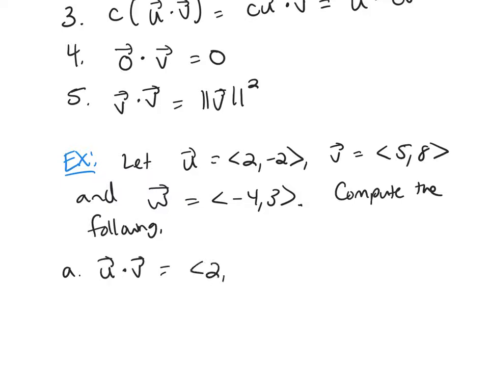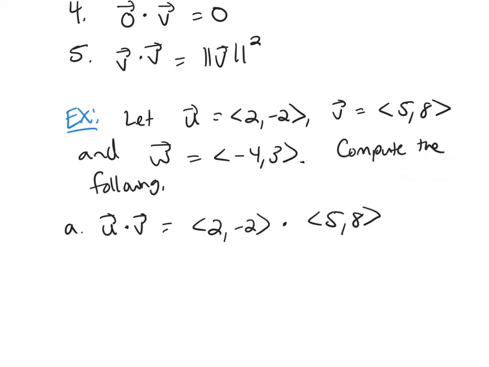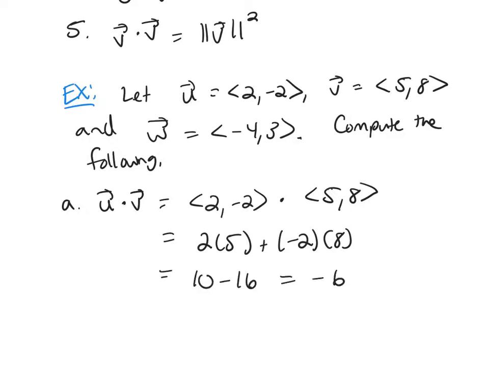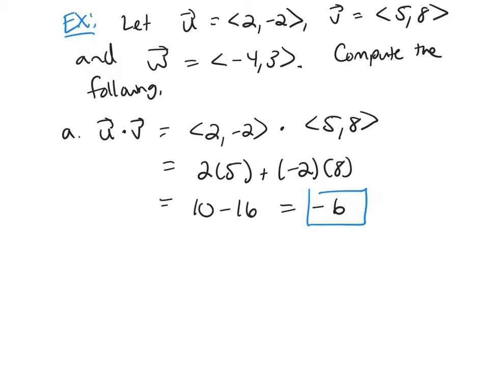So take 2, negative 2, dotted with 5, 8. We get 2 times 5 plus negative 2 times 8. 10 minus 16, we get negative 6. And again, if we look at our answer, it's just a scalar, a number. It's no longer a vector anymore.